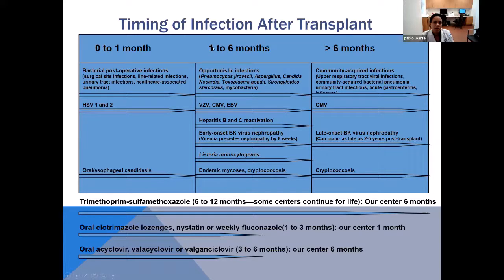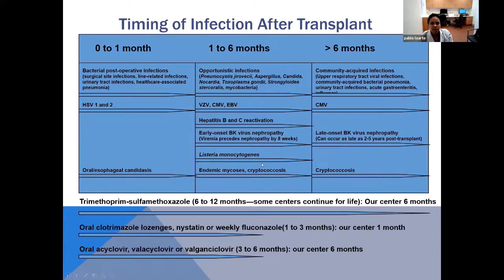After the first month, between months 1 to 6, that's when you start seeing opportunistic infections like PCP, aspergillus, toxo, strongyloides, mycobacteria. You may have VZV, CMV, EBV reactivation. You may see reactivation of hepatitis B and C. This is when you may see the early onset of BK virus nephropathy. Usually the patients may have viremia. That's why we monitor their BK virus level once a month, because viremia precedes nephropathy by 8 weeks. So if we can identify the BK viremia, we can intervene before it affects the kidney.